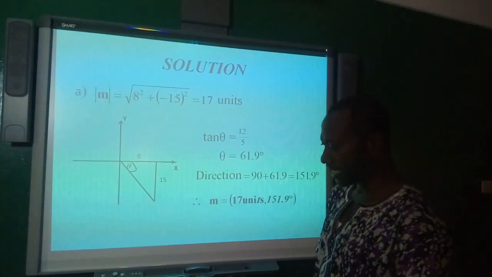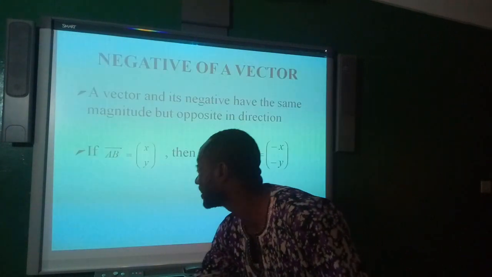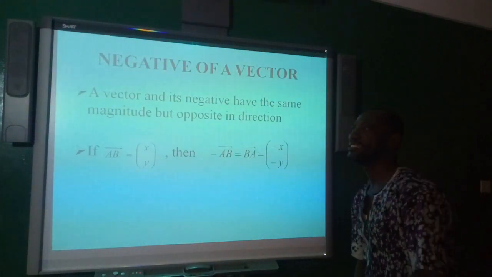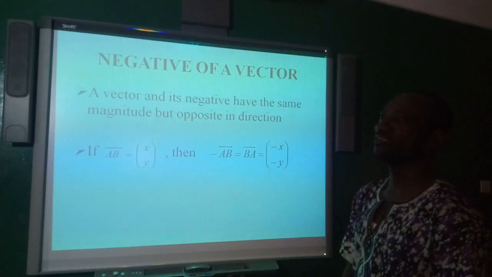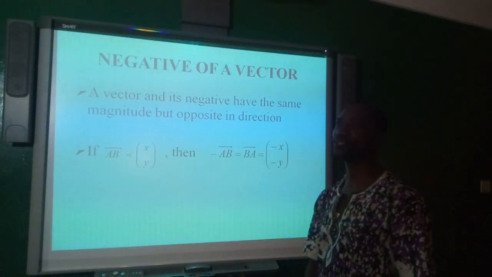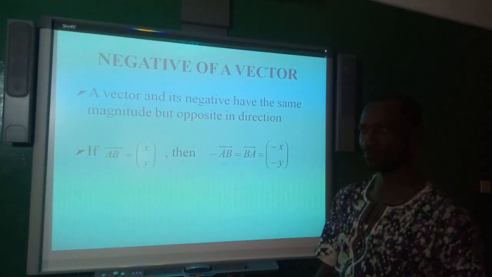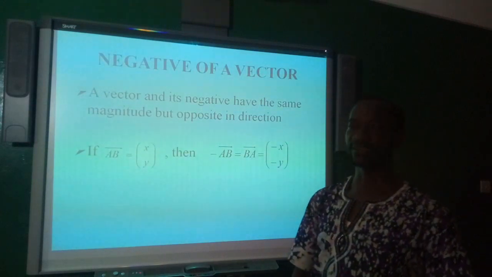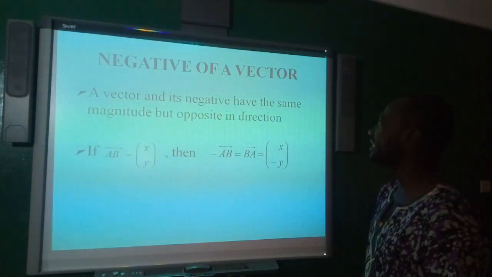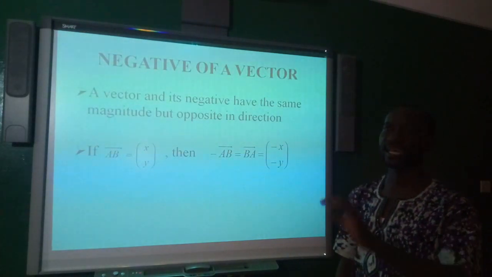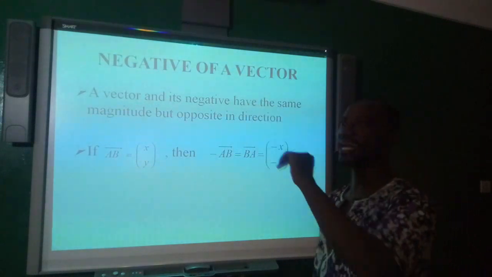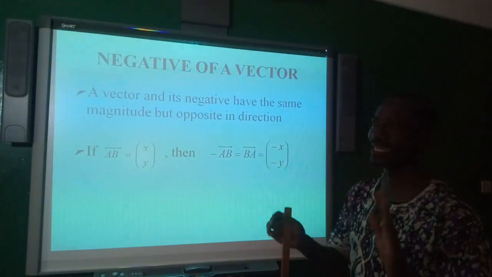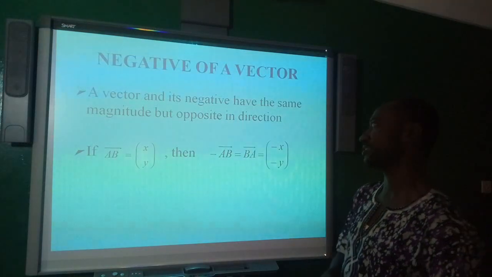Good. Let's move on and look at some other things. Now, when you are given a vector, you can be asked to find its negative. What is the negative of a vector? A vector and its negative have the same magnitude but opposite in direction. So they will have the same magnitude but direction will be opposite.